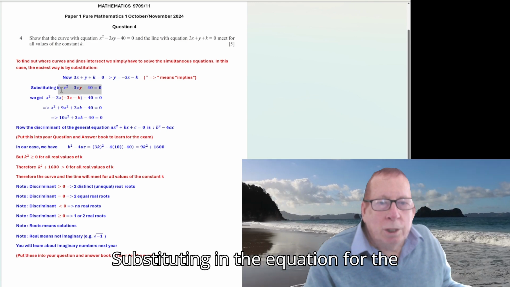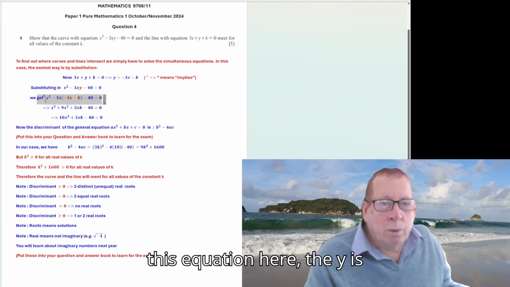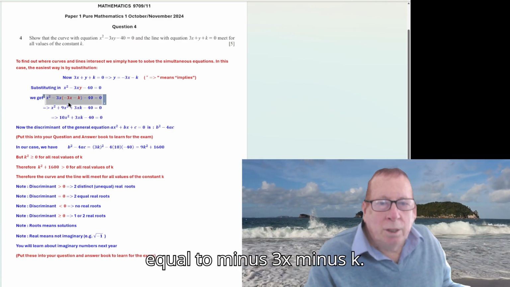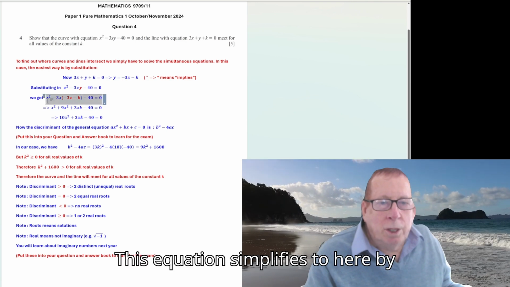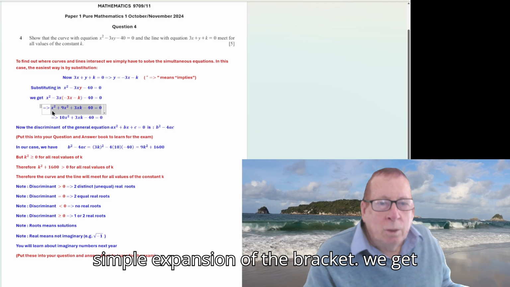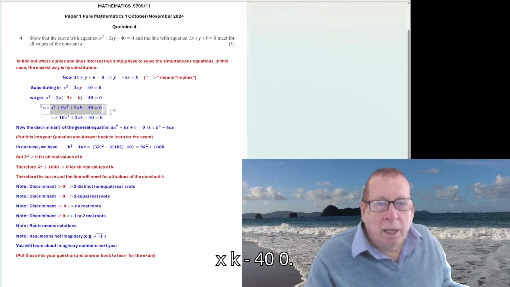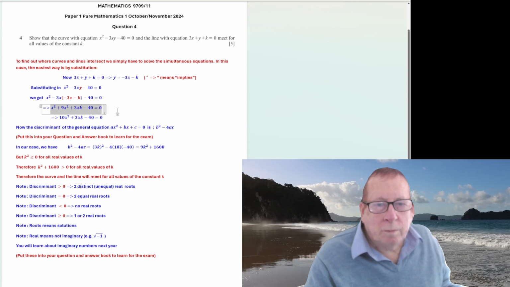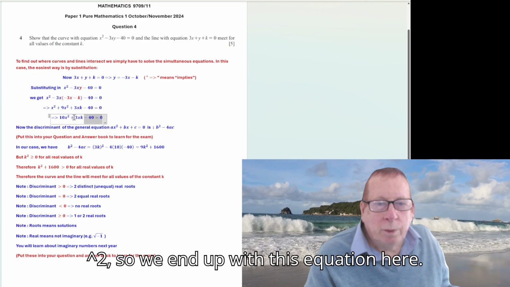Substituting in the equation for the curve, which is here, y is equal to minus 3x minus k. This equation simplifies by simple expansion of the bracket. We get x squared plus 9x squared plus 3xk minus 40 equals 0. Simplifying that, x squared plus 9x squared is 10x squared, so we end up with this equation here.